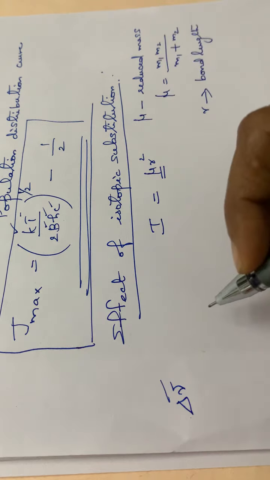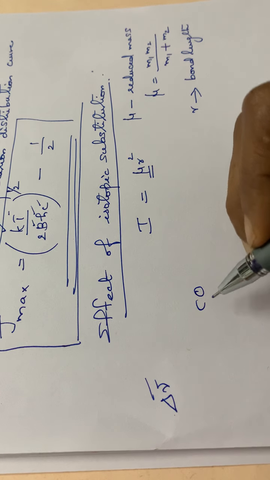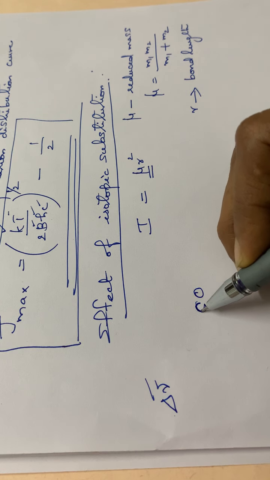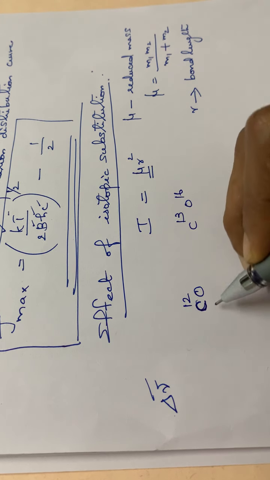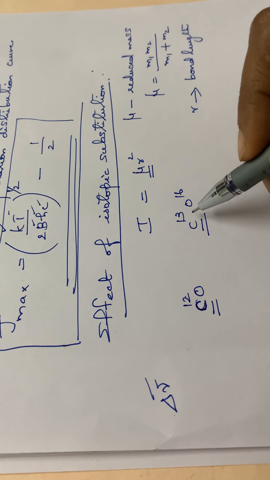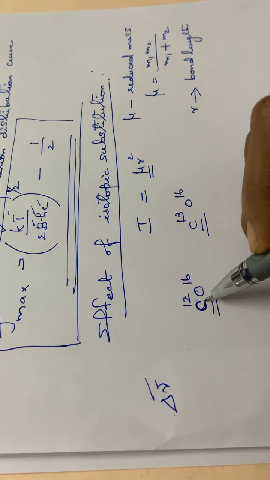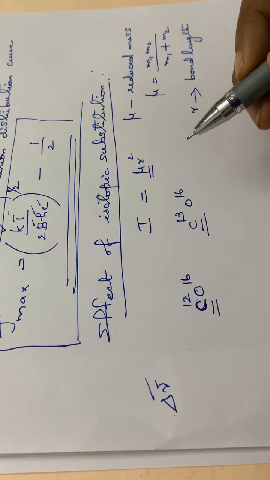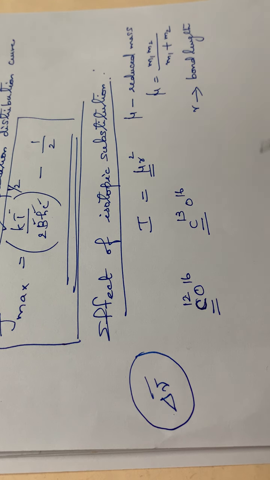For example, consider the carbon monoxide molecule. Here we are substituting this carbon, that is the carbon 12 atom, with carbon 13. C12 and C13 are two isotopes of carbon. Oxygen has got 16. So when carbon 12 is substituted by C13, is there any difference in their delta nu bar? That is what we have to find out.